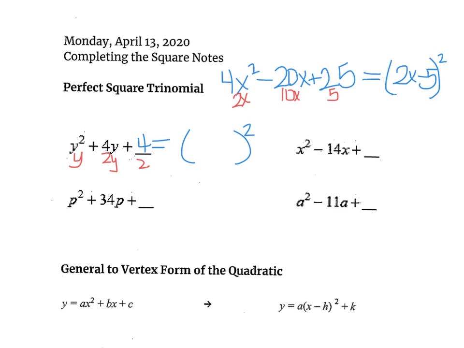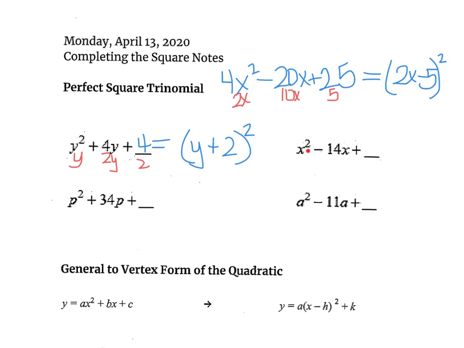Squared on the outside. Y plus 2. Okay, a little confusing. Pause the video, go back and review that again. But let's try another one. Let's move over here. Let's figure out what the constant is and then how it factors.